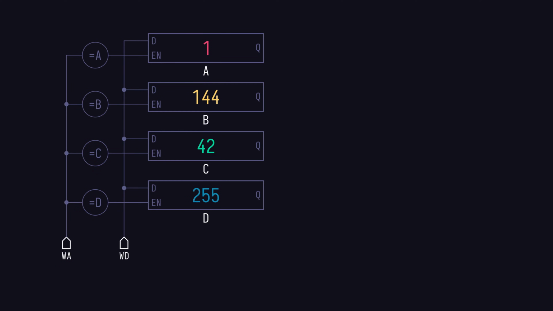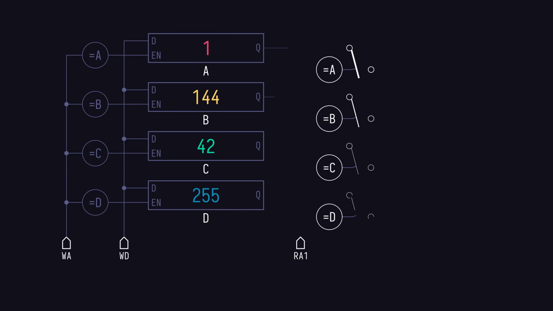Then to read data back out, we'll add a read data port and connect that to every register through a switch. By closing a switch, we can connect the register to the read data output, which is going to produce the value of that register at the read data output itself. This switch we control like the enable signal of the register, either by having the switch check if the address matches the one of the register, or by using a one-hot signal to close the switch.